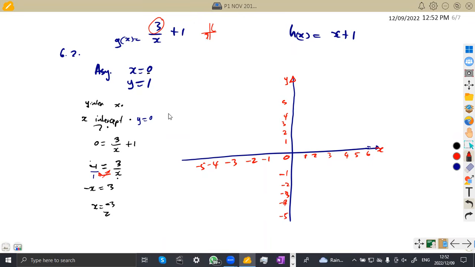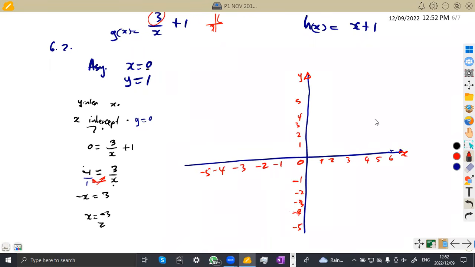On this part, we have the asymptotes at x is equal to 0, which is the y-axis, so the graph is not going to pass through the y-axis. And y is equal to 1 is also an asymptote.